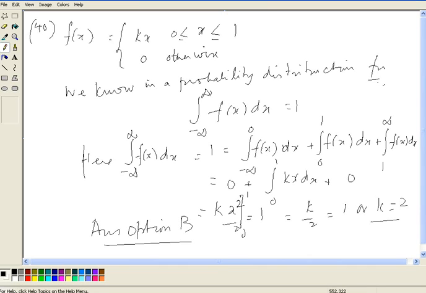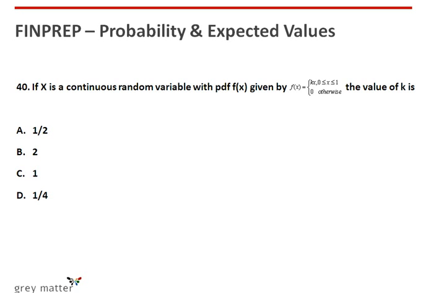Minus infinity to 0 would fetch only 0 because f of x is defined as 0. So also from 1 to infinity, so after integration also you get 0. So the only thing we need to integrate is from 0 to 1 k f of x dx, and f of x is given as kx in that range from 0 to 1. So it boils down to kx squared by 2 with 0 to 1 limit equal to 1. So k will be worked out as 2. So the option is B. Going to our PowerPoint presentation, it is B option. So the value of k is worked out to be 2.